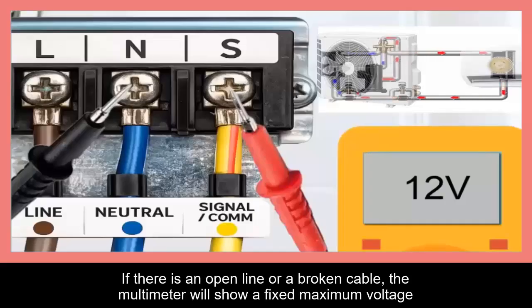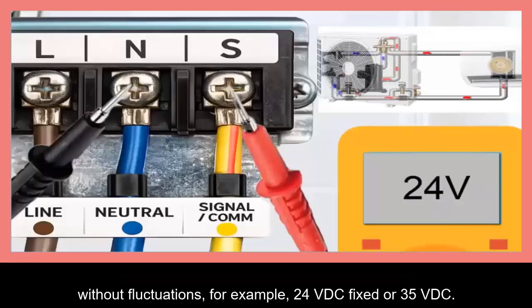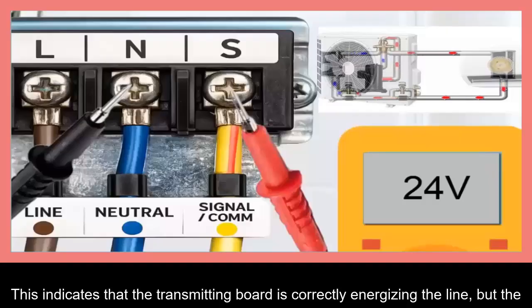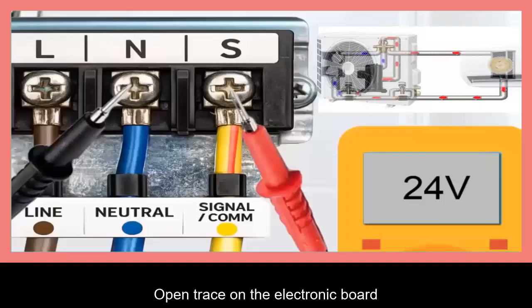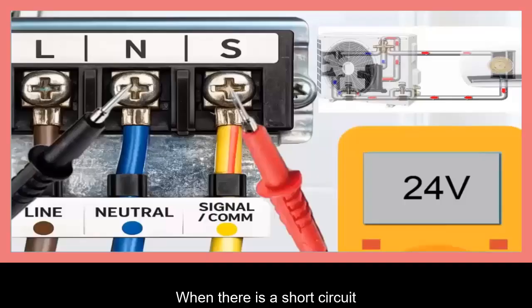When there is an open line. If there is an open line or a broken cable, the multimeter will show a fixed maximum voltage without fluctuations, for example, 24 VDC fixed or 35 VDC. This indicates that the transmitting board is correctly energizing the line, but the circuit is not closed. The most common causes are broken cable, corroded terminal, loose terminal block, disconnected connector, open trace on the electronic board.